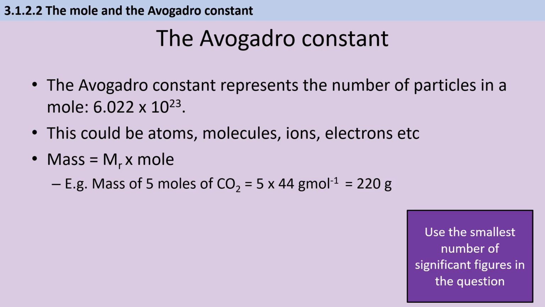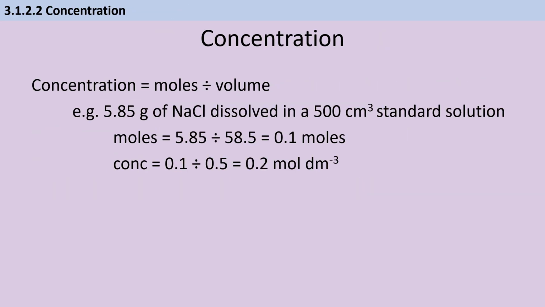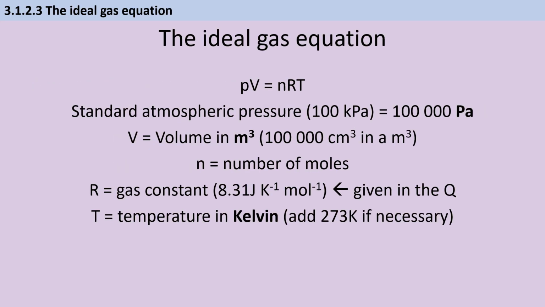The amount of substance topic begins with the mole and the Avogadro constant. You should know that the Avogadro constant represents the number of particles in a mole, and that could be atoms, molecules, ions, electrons, literally any type of particle. In all your calculations, you need to give your answer to an appropriate number of significant figures, which is the smallest number of significant figures used in the question. At A-level, we no longer talk about concentration in terms of grams per decimeter cubed, and we almost exclusively use moles per decimeter cubed, but you could still be given mass data and expected to use mass over Mr, which gives moles, to convert to moles in order to be able to calculate a concentration.